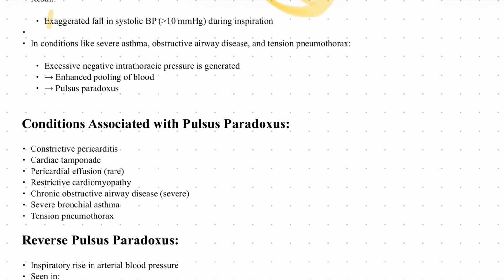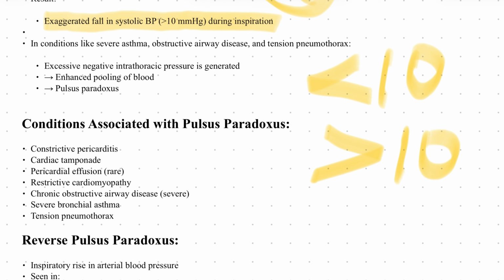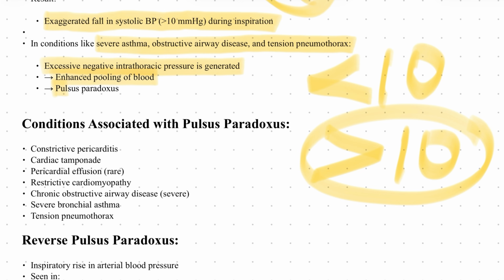Then this results in an exaggerated fall in systemic blood pressure, which will be more than 10 mmHg. As I said, less than 10 is normal. If it is going more than 10, it is Pulsus paradoxus. In conditions like severe asthma, obstructive airway disease, and tension pneumothorax, excess negative intrathoracic pressure is generated. Enhanced pooling of blood is seen. Pulsus paradoxus will be seen.